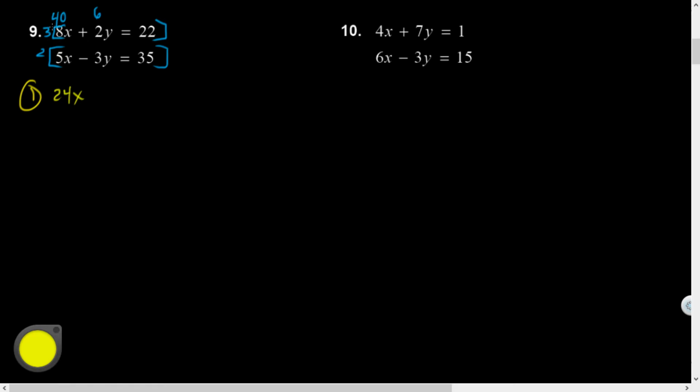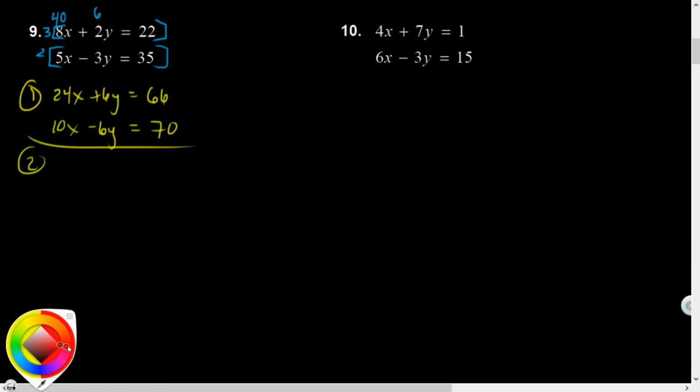3 times 8x is 24x. 3 times 2y is plus 6y equals 3 times 22 is 66. 2 times 5x, next equation, 10x. 2 times negative 3y. Look at this. We got our opposites we wanted. Oh, man, it's lining up. And 2 times 35 is 70. And then you would add them together. And right, the big deal is that these get eliminated. We're not even going to do that part. I'll let you finish writing it, though, before we look at 10 together.